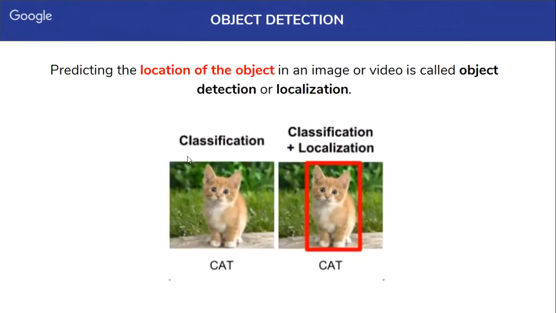In object detection, we are going to do classification plus localization. The combination of classification and localization we call object detection. So that's what we are going to discuss in more detail.